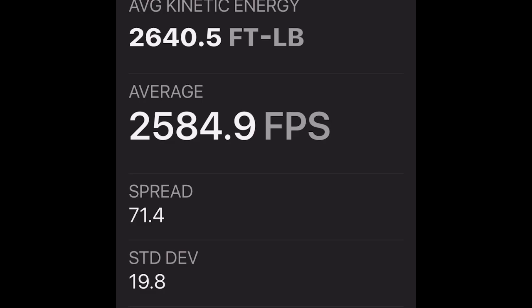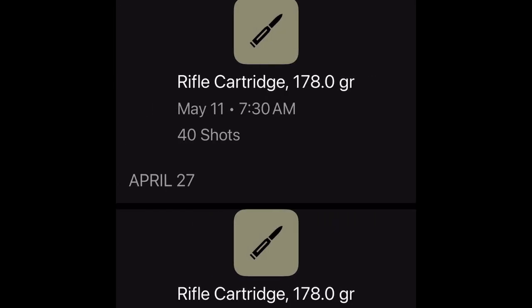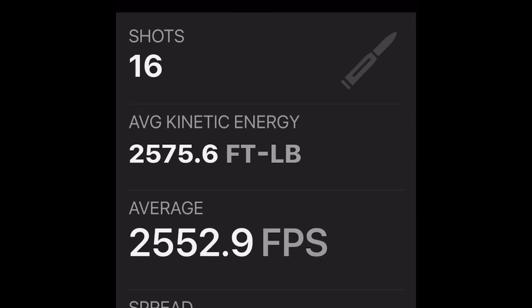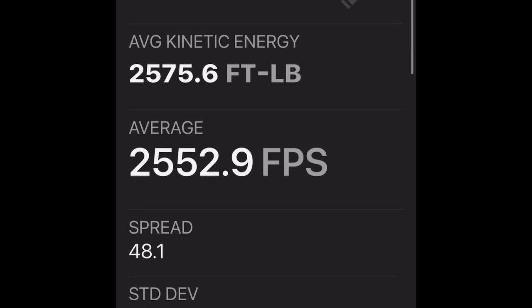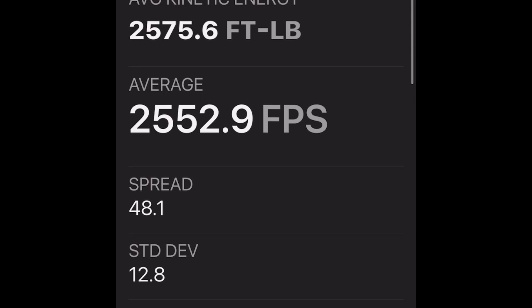2584.9, that's my average with the factory load. And then I go back to the 27th, that's the kinetic, 2552.9. So it's pretty close in feet per second. Now, these 16 shots were Varget, and I actually didn't load them with a max load of 42.4. But if I had loaded them with 42.4, they'd be about the same or faster.